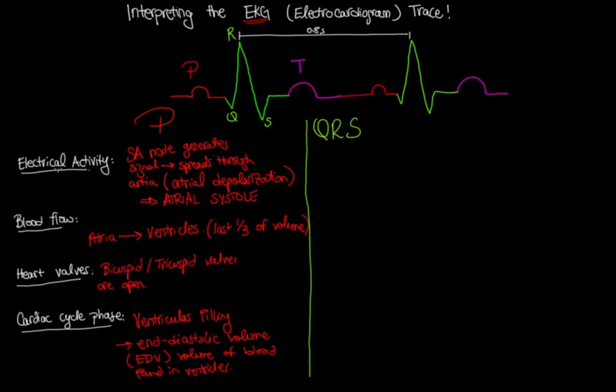And so in terms of electrical activity, now this is where your AV node, the second component of your electrical conduction system, is going to send electrical impulses to the ventricular myocardium, the muscle of the ventricles. And so what is this going to result in? Call this ventricular depolarization.